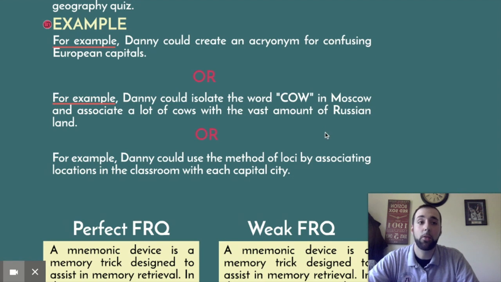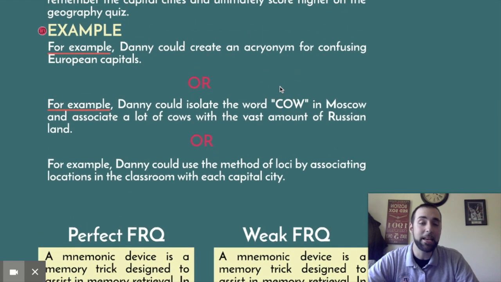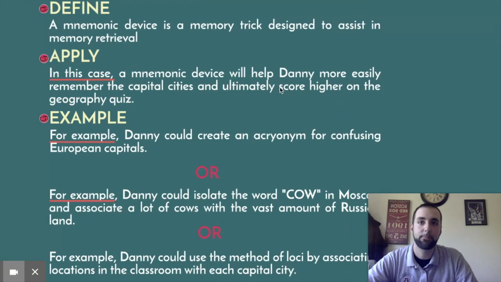Danny could use what's called the method of Loci by associating locations in the class with each capital city. The method of Loci is a specific type of mnemonic, which we'll talk about when we return in the fall. You don't need all three of these sentences. Really, any of these three sentences would have been satisfactory. Define, apply, which is in this case, and then any of these third sentences, and you would have had a perfect FRQ.